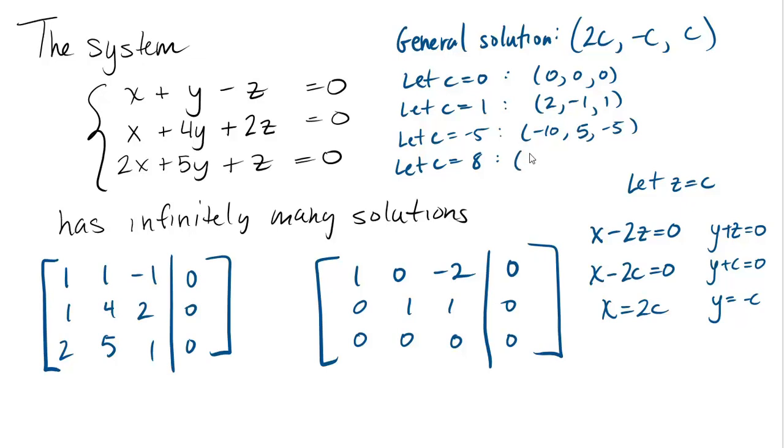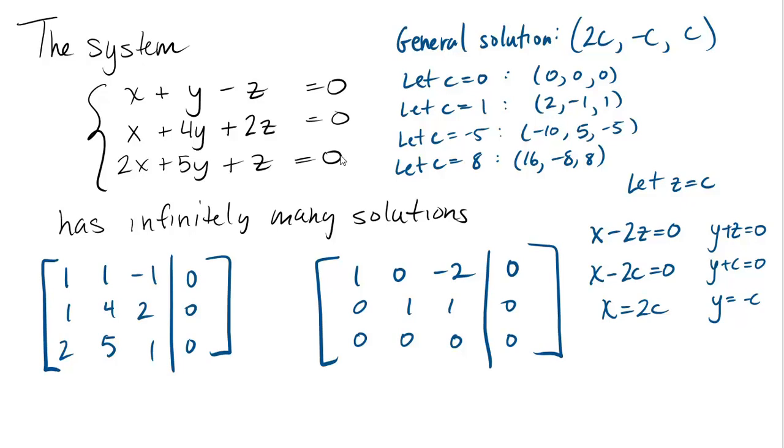Plugging 8 in for each c, we get 16, negative 8, 8. I'm not going to check all of these, but let's just check the last one. 2 times 16 is 32. 5 times negative 8 is negative 40. 32 minus 40 is negative 8, and negative 8 plus 8 really is 0.